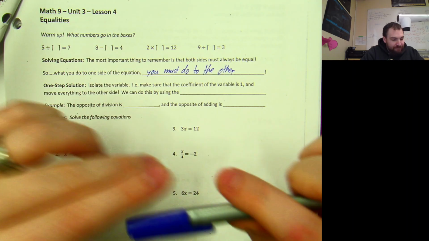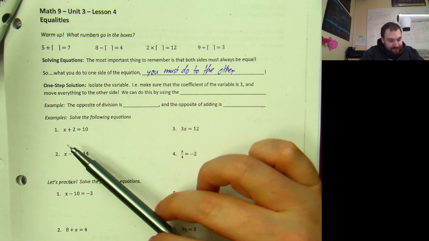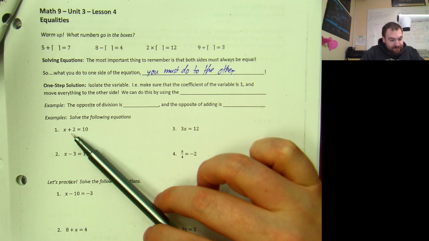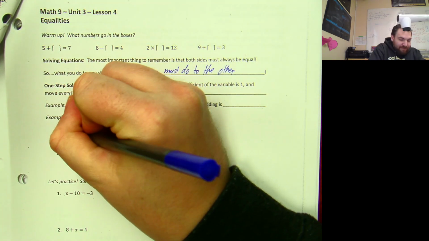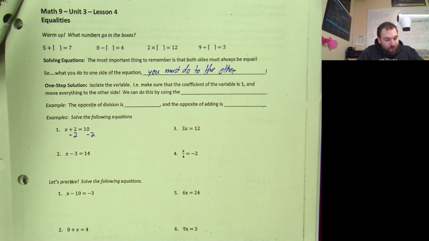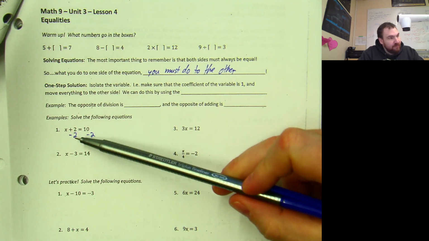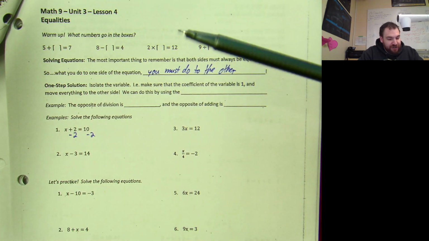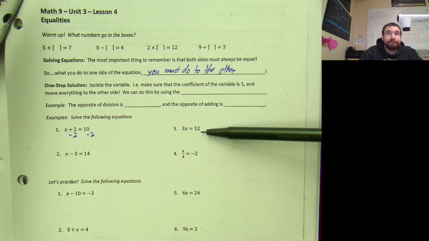You want to get just the variable on one side, so if you have to take away 2 from the left side of the equal sign, you also have to take 2 away from this one. Why am I subtracting by 2? To get rid of the plus 2. Because Nika says the opposite of addition is subtraction. Cool.